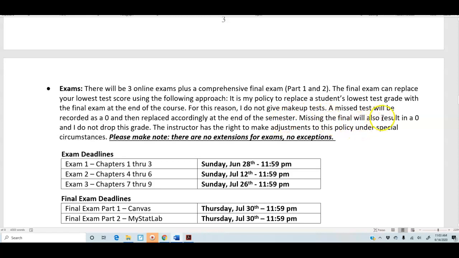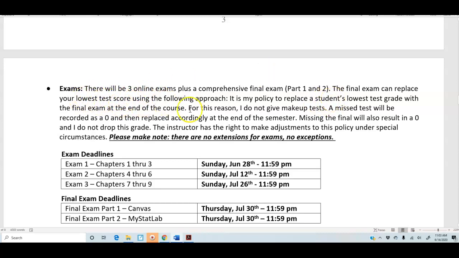Missing the final will also result in a 0, and I do not drop this grade. The instructor has a right to make adjustments to this policy under special circumstances. Please make note, there are no extensions for exams, no exceptions. So again, let me repeat. The final exam can replace your lowest test score.